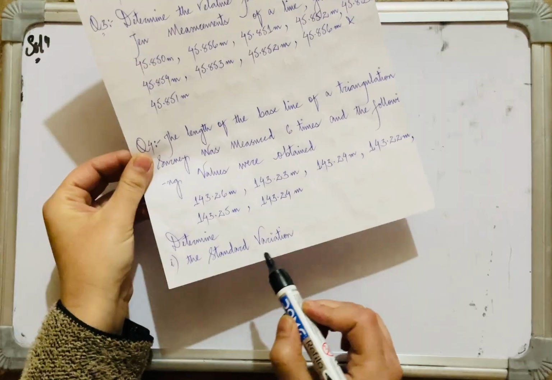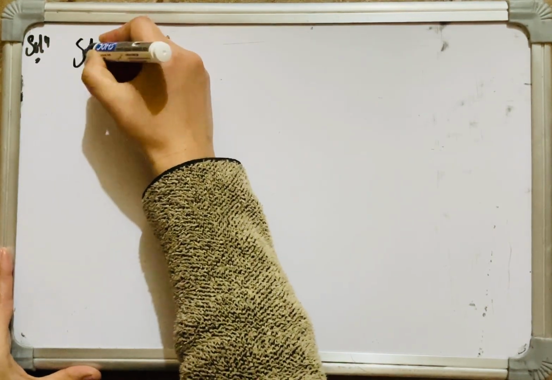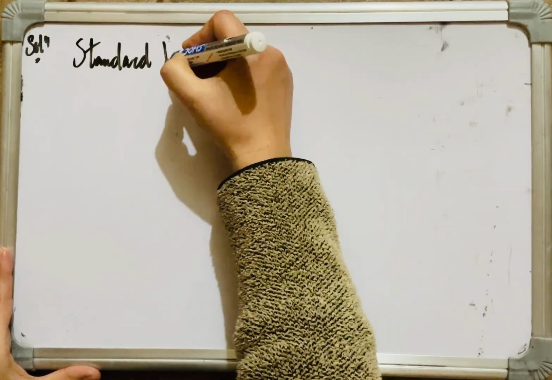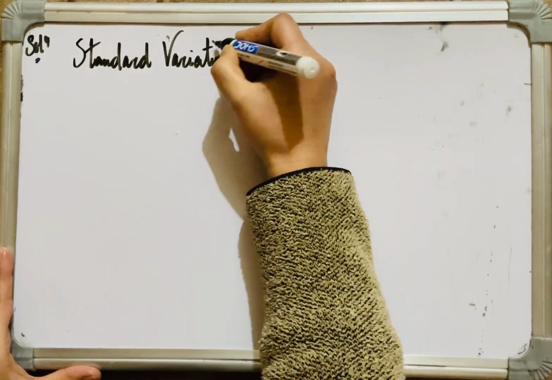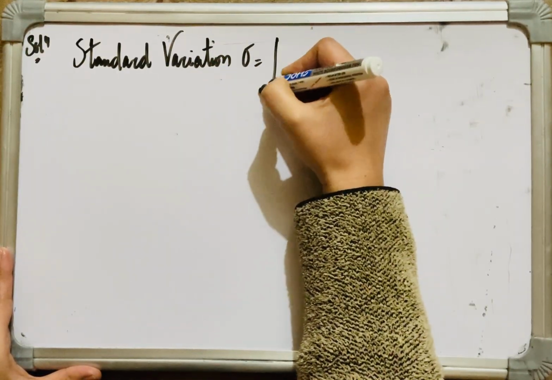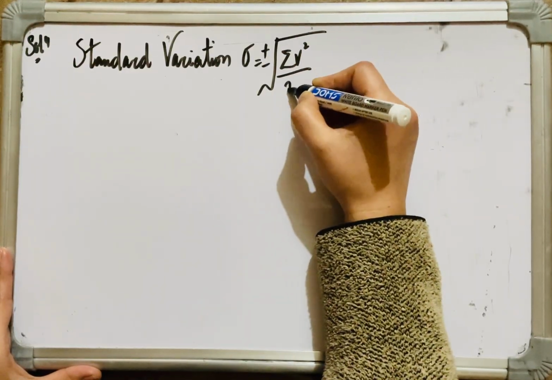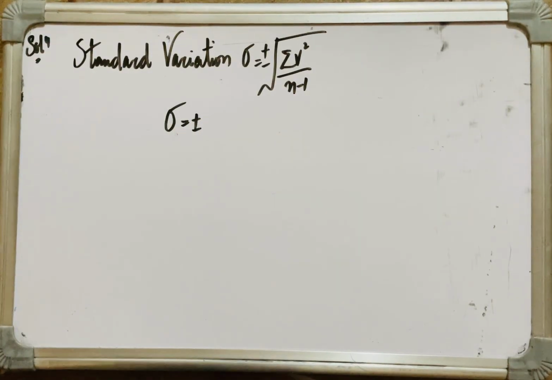The first one is to calculate the standard variation. The standard variation is the same as standard deviation. It's one and the same thing. We call it standard deviation or standard variation. First one, sigma is equal to plus minus the square root of summation of v squared divided by n minus 1. So sigma is equal to plus minus. I calculated the summation of v squared, and it was 1 into 10 raised to the power minus 3.